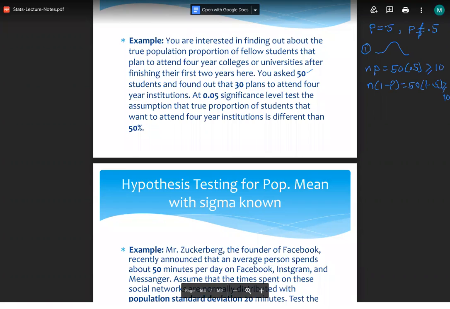So good there. Step number 2, your null hypothesis. Remember, null always includes the equality: P is equal to 0.5. And the alternative is that P is not equal to 0.5. Null and alternative are always complements of each other. If I said opposite of each other, I meant to say complement. Now, the third step is the test statistic.